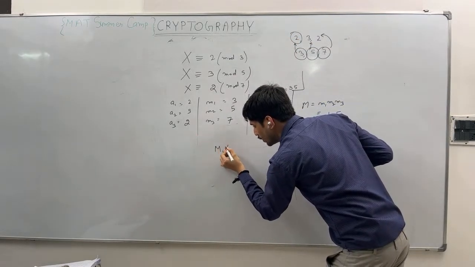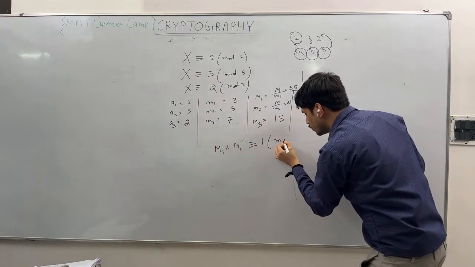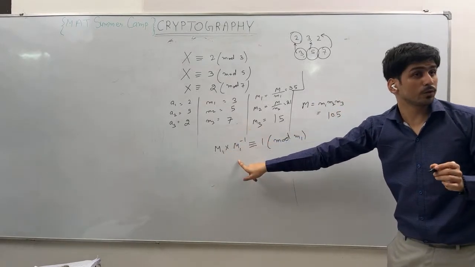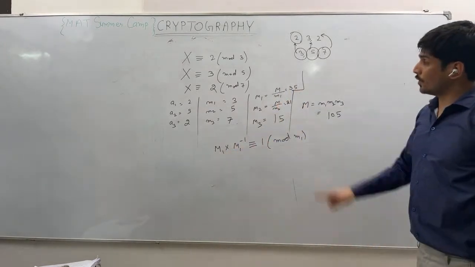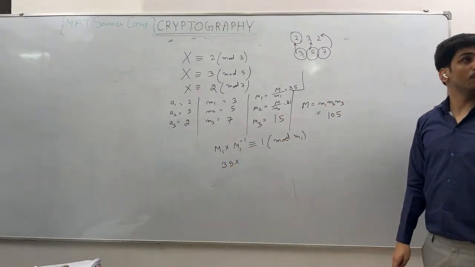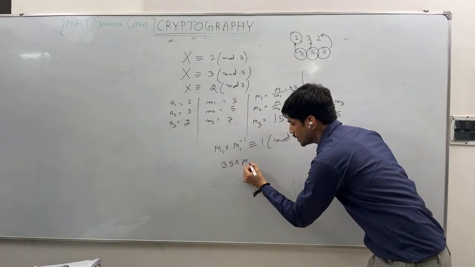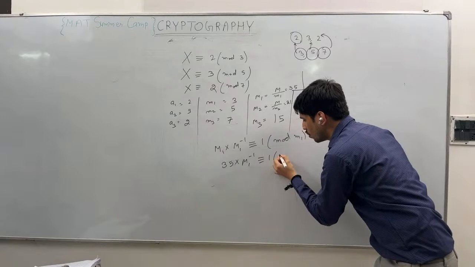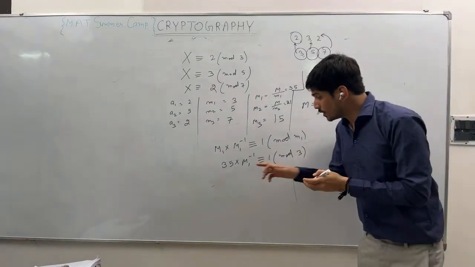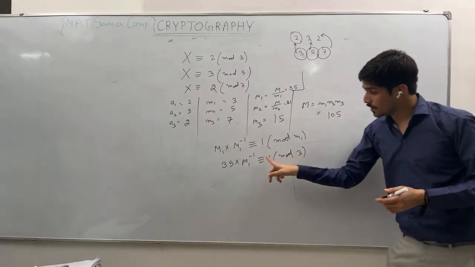Next, let's see. Now we have M1 into M1 inverse is congruent to 1 mod m1. This is what we have to find. What is the value of M1? 35. What is M1 inverse? M1 inverse we have to find, 1 mod m1. What is m1? m1 is 3. It means we have to select the value of this such that if I divide this number by 3, my remainder should be 1.